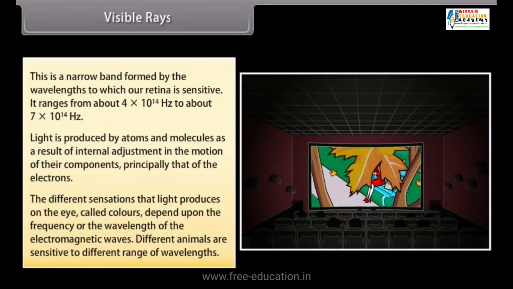The different sensations that light produces on the eye, called colors, depend upon the frequency or the wavelength of the electromagnetic waves. Different animals are sensitive to different range of wavelengths.